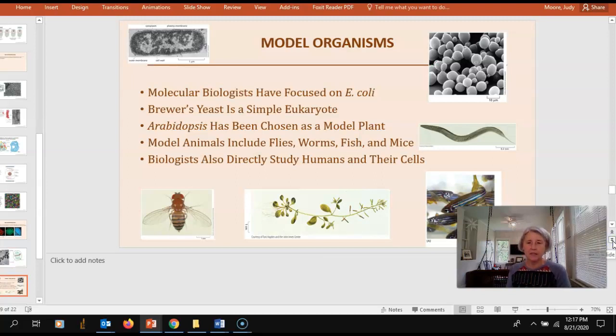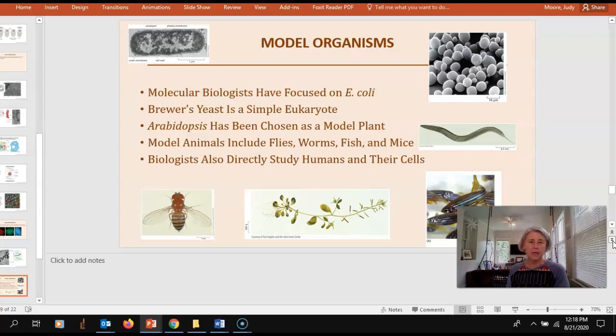Now we'll move on to discussion of model organisms. As we said earlier, molecular biologists have focused primarily on E. coli, such as we see in the upper left-hand corner. This is the same image you saw a few minutes ago. Brewer's yeast is a common model organism. It's useful because it's a simple eukaryote. It has the properties of a eukaryote, but doesn't have some of the complexities of other types of eukaryotes. Arabidopsis in the bottom is a plant species that has been chosen as a model plant.